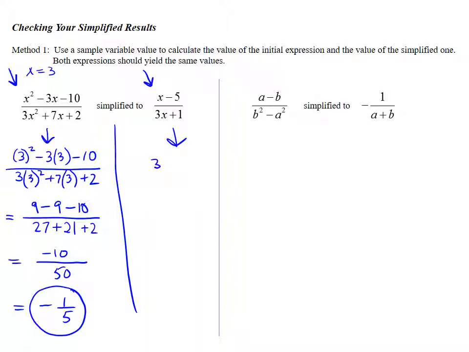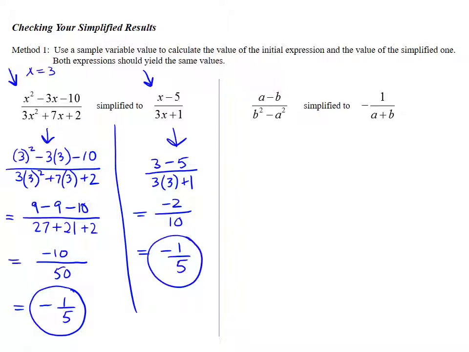If I put a 3 into the simplified version, I get 3 minus 5 over 3 times 3 plus 1. Simplifying the numerator, I get a negative 2. In the denominator, I get 9 plus 1, or 10. And when I simplify this fraction, 2 over 10 both have a 2 in common, so I'll take it out and I'll get negative 1/5. And you see how I get the same result in the original version as well as the simplified version. That means that these two expressions are equivalent. And so I did simplify correctly.